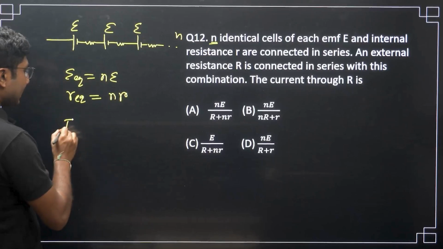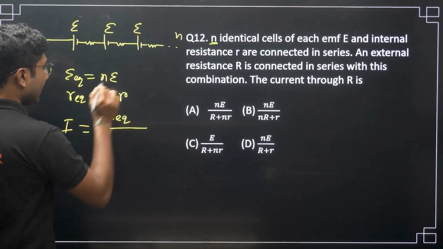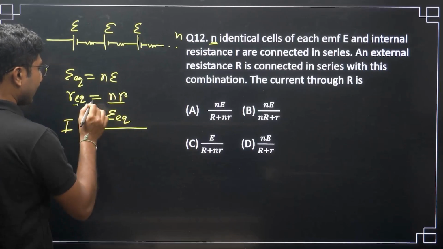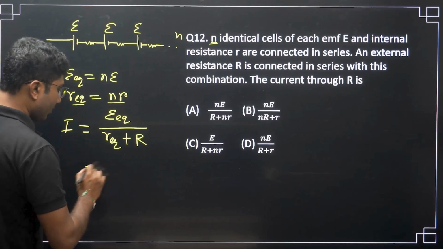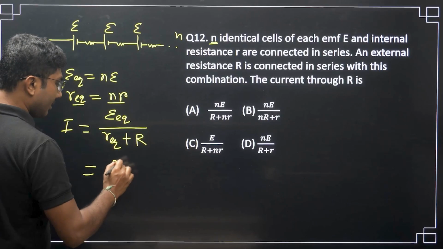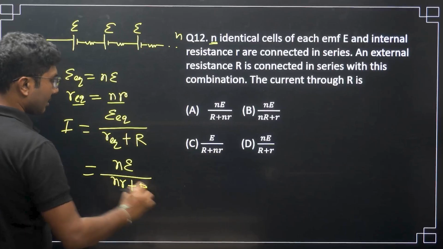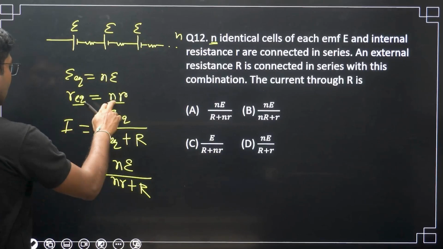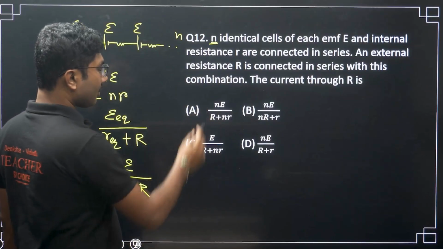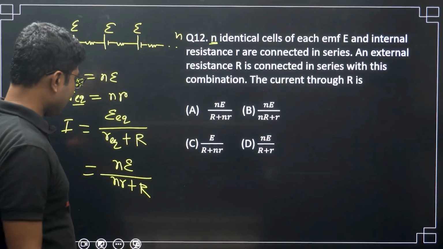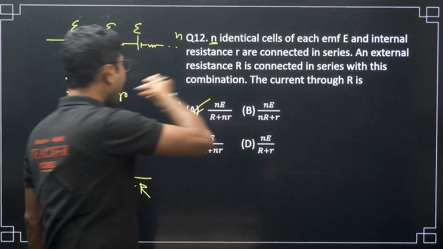So what is the current in the circuit? Current is basically the EMF that you have applied divided by the equivalent resistance plus the external resistance. This is the formula. Okay, so the current is n into epsilon divided by nr plus capital R. Now what is this value? Let's check. n epsilon divided by nr plus R, so the correct answer is this one. Now don't worry, here they have mentioned E, I have mentioned epsilon.